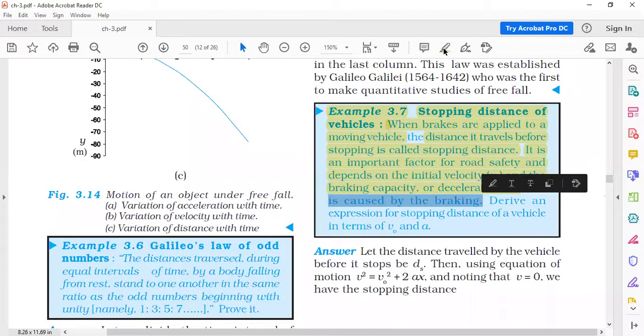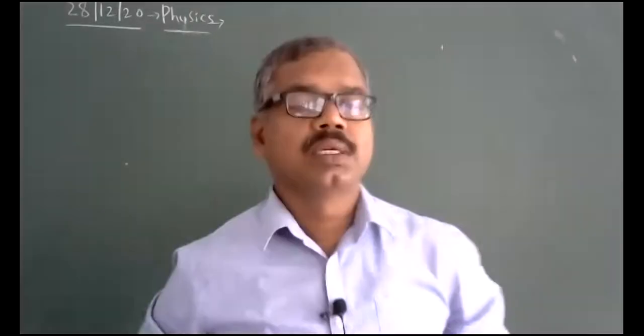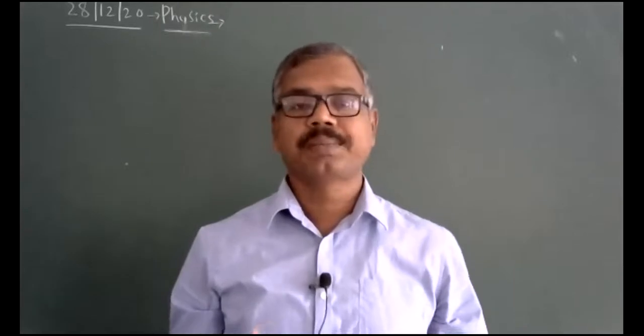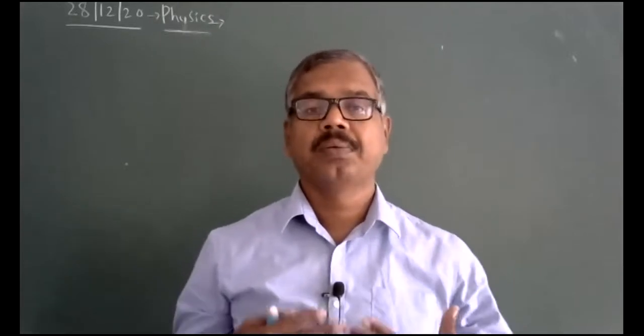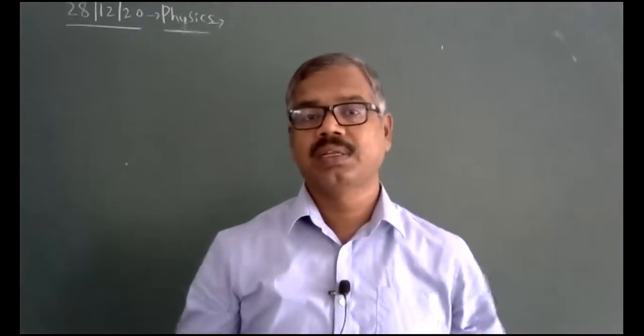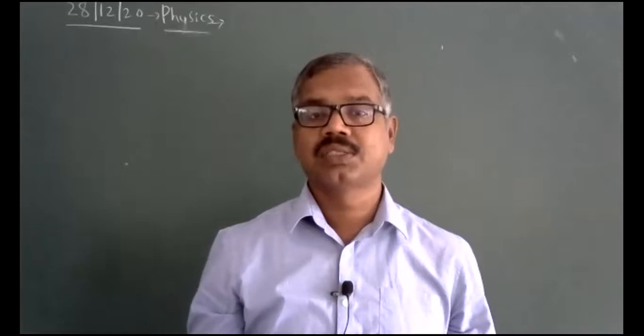It means when you apply the brake, the vehicle comes to a stop. We need to obtain an expression for stopping distance in terms of initial velocity and acceleration or deceleration. Dear students, we'll learn what stopping distance is. Stopping distance is a parameter. When we apply brakes to a moving vehicle, the vehicle comes to a stop after traveling a certain distance. That distance is called stopping distance.